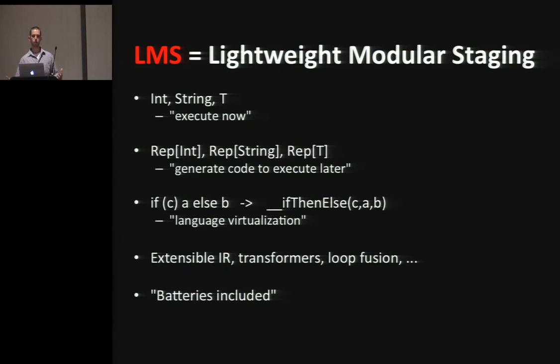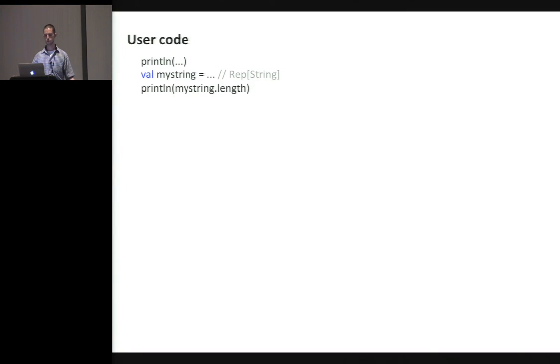LMS is a framework that has been developed over the last couple of years. There's an extensible IR. There's also support for transformations and certain optimizations like loop fusion and other things. The general idea is that we want to provide something like a batteries-included platform here. So how does this work?